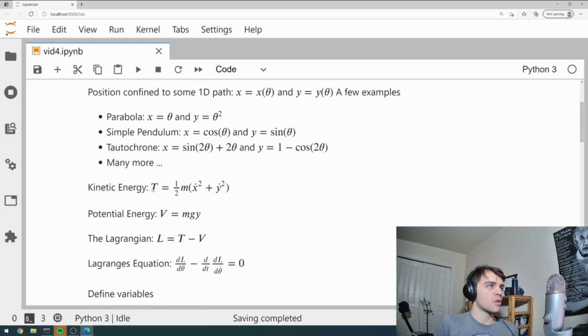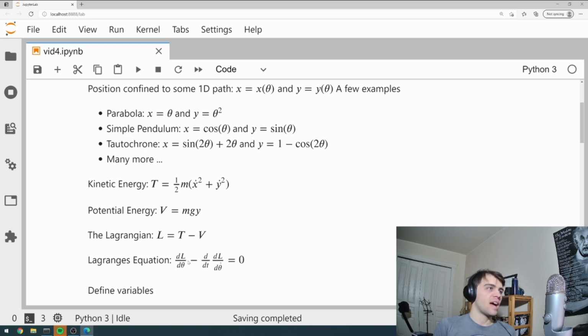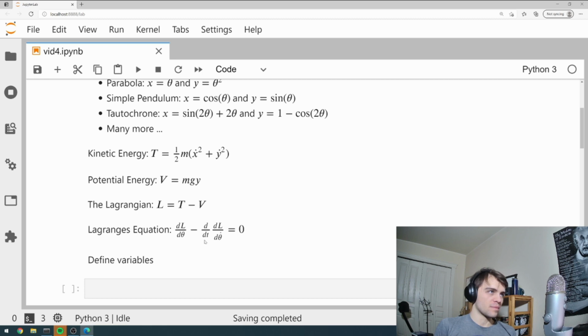So important things to note, we have kinetic energy defined as T. This is obvious what it's defined as. Potential energy, well, we'll assume we're in a gravitational field for this problem. So V is mgy. The Lagrangian L is T minus V. That's how the Lagrangian is defined. And then finally we have Lagrange's equation as such.